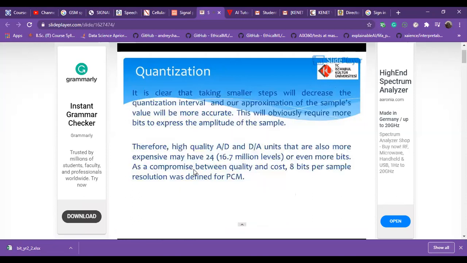Quantization. It is clear that taking smaller steps will decrease the quantization interval and our approximation of the sample's value will be more accurate. This will obviously require more bits to express the amplitude of the sample. Therefore, high-quality AD and DA units that are also more expensive may have 24 bits, 16.7 million levels, or even more. As a compromise between quality and cost, 8 bits per sample resolution was defined for PCM.